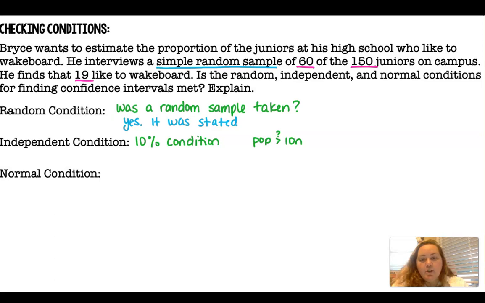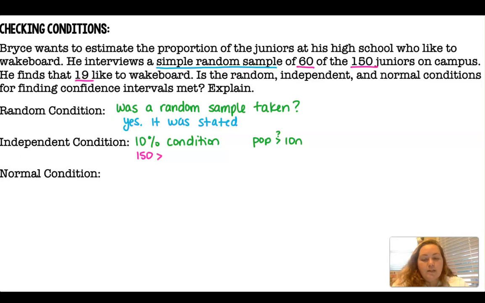The independence condition is also known as the 10% condition, where our population has to be greater than 10 times our sample size. All right, so this is a little bit tricky because there's three numbers in here. There's 60, 150, and 19. Well, he took a sample of 60, so 60 was the sample size. There are a total of 150 juniors at this school. And then he finds 19 of them like to wakeboard.